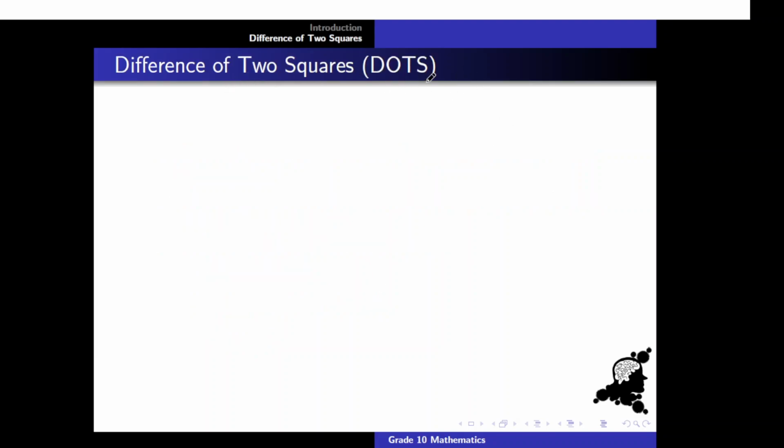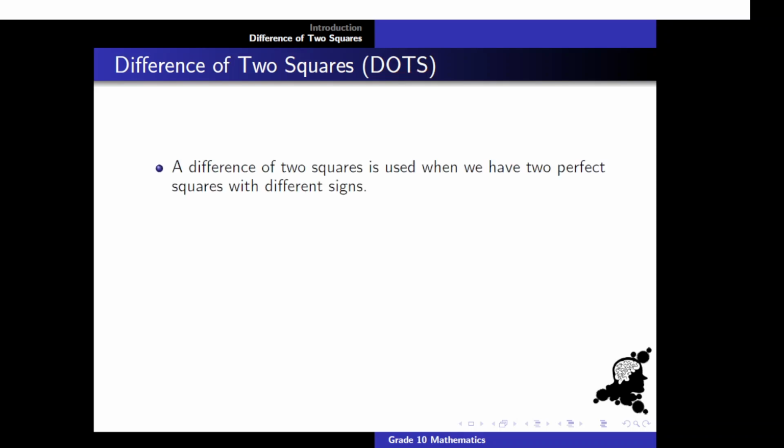Now notice that the difference of two squares is sometimes abbreviated to DOTS. So in the event that you see this in a textbook or a different video or anywhere on the internet for that matter, just know that we're talking about the difference of two squares. Now, the difference of two squares is used when we've got two perfect squares. Notice we've got only two terms here, and those terms have to be perfect squares. What else? They need to have different signs.